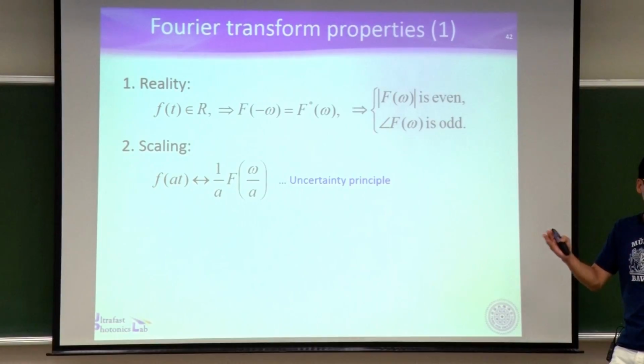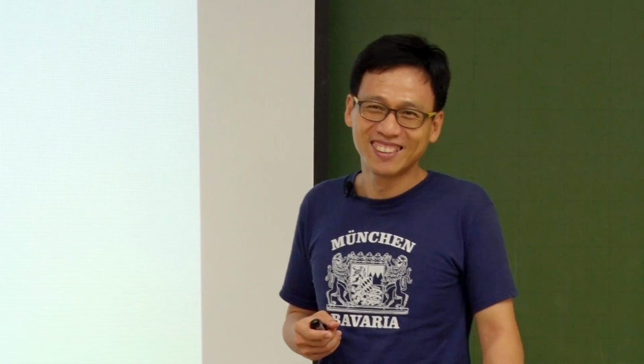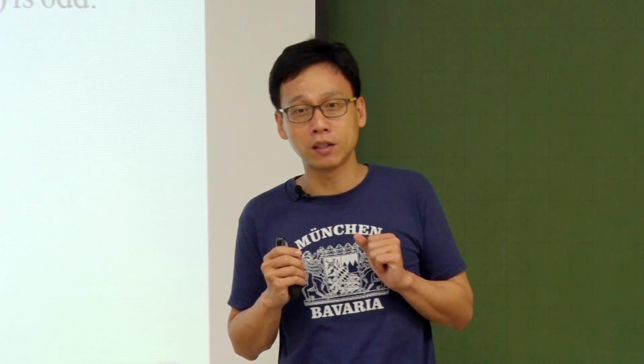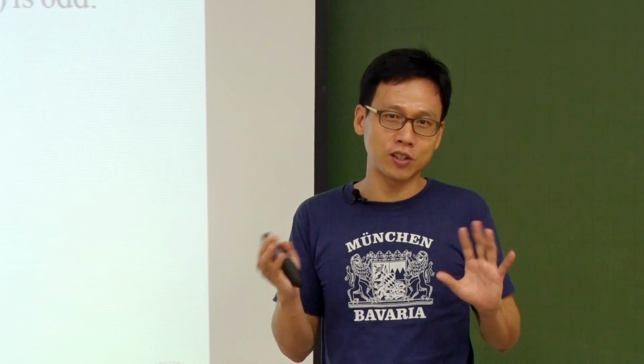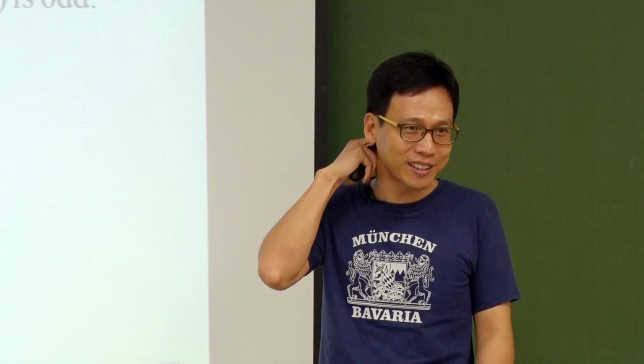Compression along the time axis by a factor of 2, right? Then the corresponding spectrum is big F of omega over 2. What is that? Expansion along the omega axis by a factor of 2, right? So if you compress in the time domain, you get expansion in the frequency domain. And they share the same ratio, right?